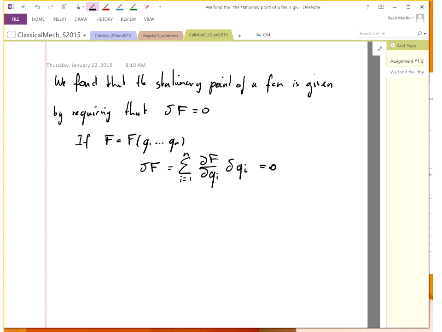So a stationary point, if you think of f as a surface, is a flat point on that surface, whether it's a minimum, a maximum, or an inflection point. And in this sum, so this sum has to equal 0. The delta qi can be varied independently from each other.